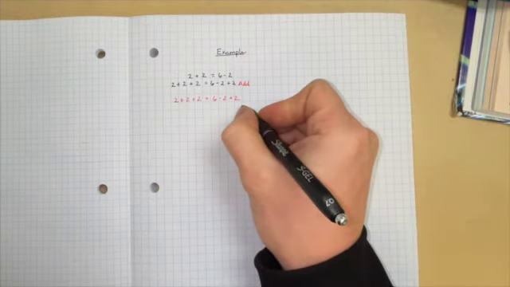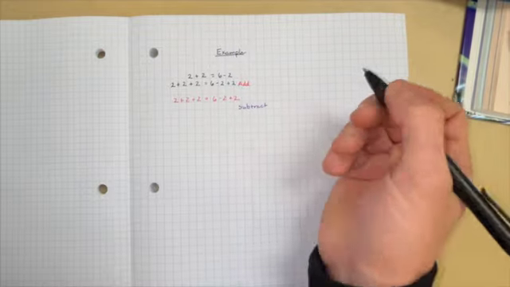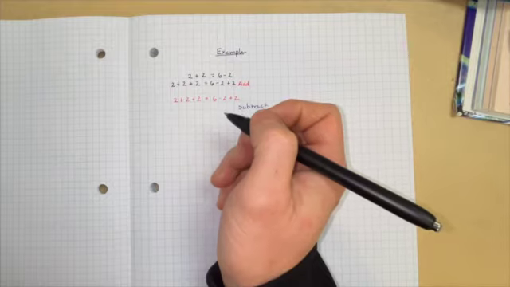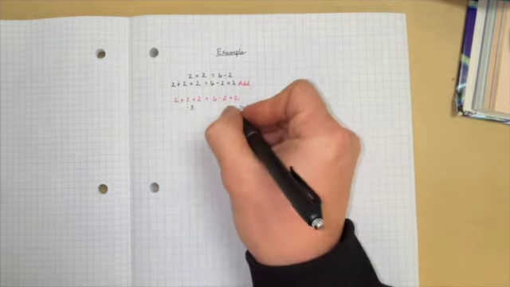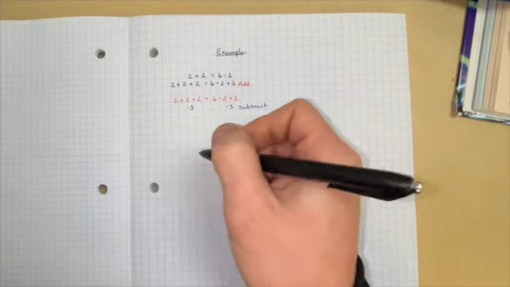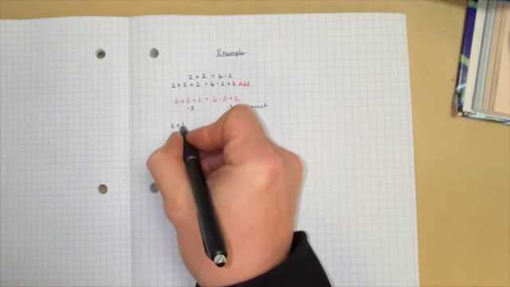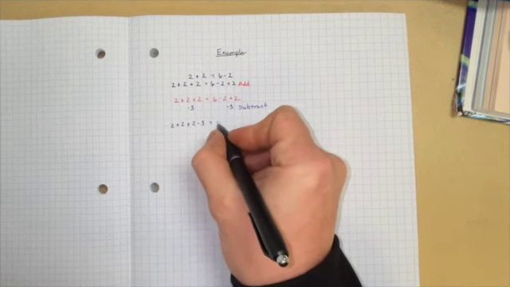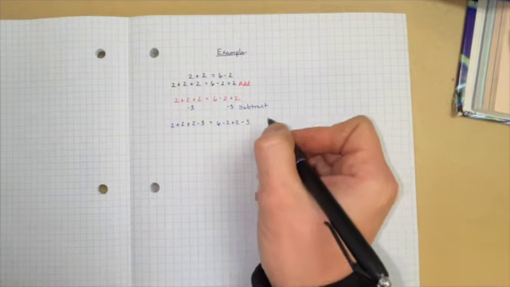Now I'm going to subtract. Whatever I do to one side of the equation, I must do to the other side of the equation. Right? So I think I'll subtract 3. I'm going to subtract 3 from both sides of the equation. Okay, so I'll now rewrite it as 2 plus 2 plus 2 minus 3 is equal to 6 minus 2 plus 2 minus 3.